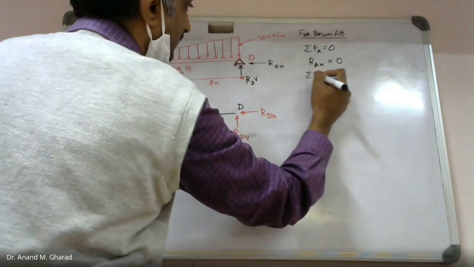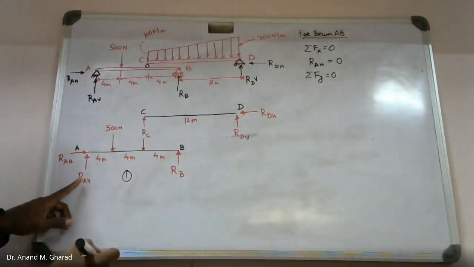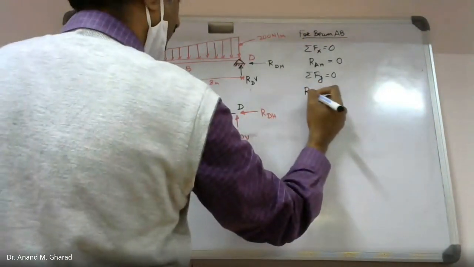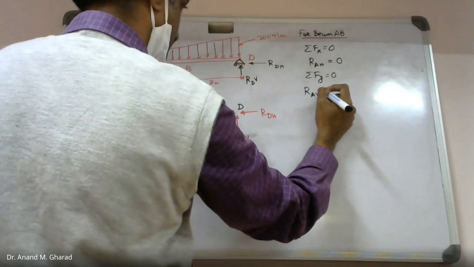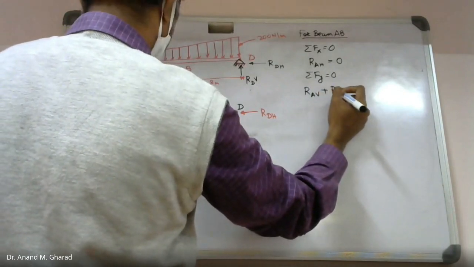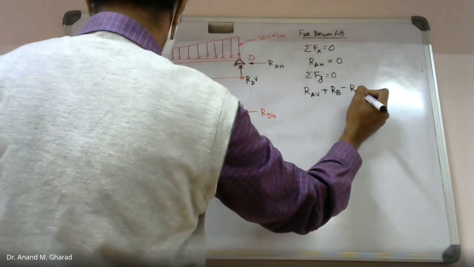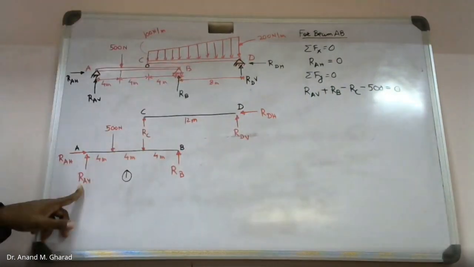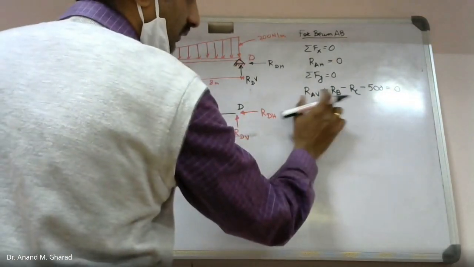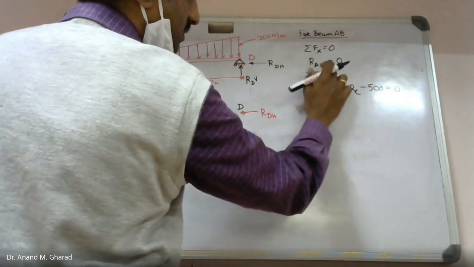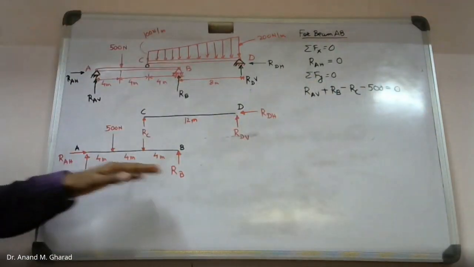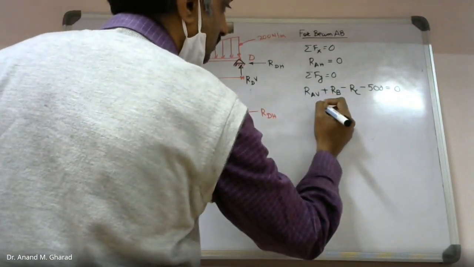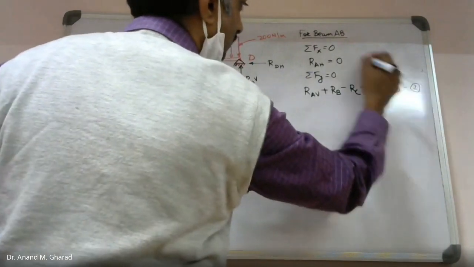Summation of forces in y direction equal to 0. How many forces? 1, 2, 3, and 4. RAV plus RB minus RC minus 500 equal to 0. Correct? So there are three unknowns: RAV, RB, RC. RAH got eliminated because we know there is no other horizontal force. Then this comes out to be equation number 2.